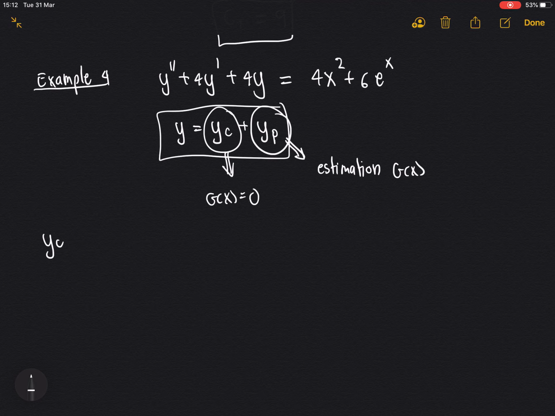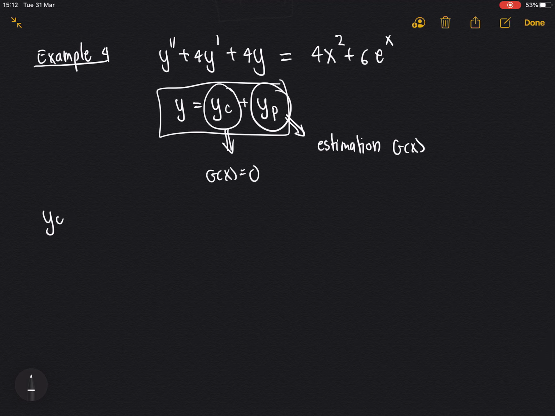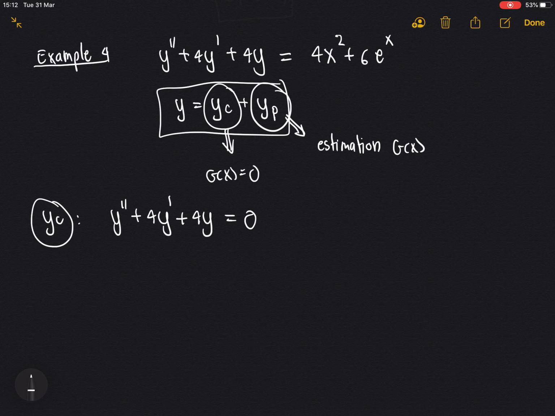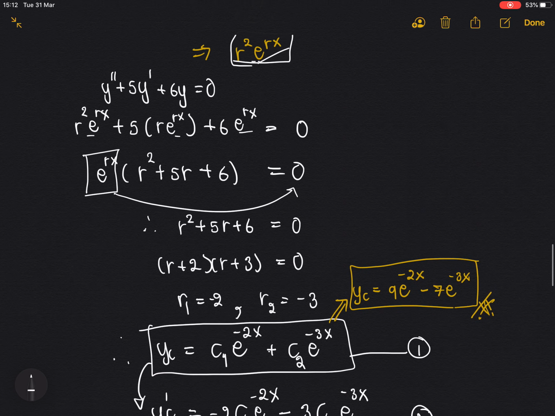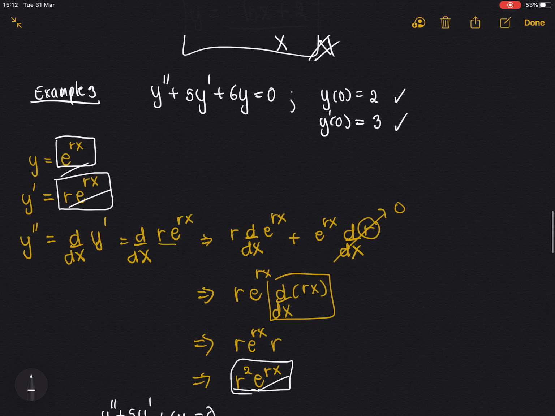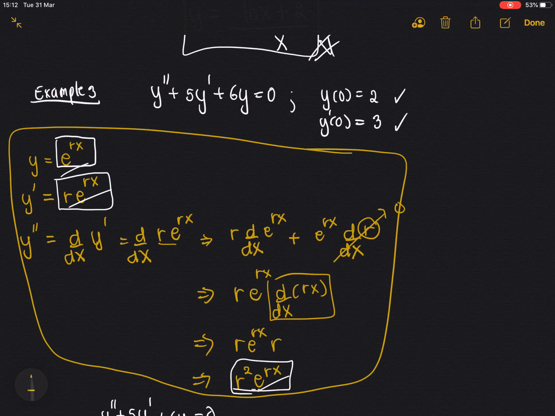So your yc here, like I said at the beginning, when you let the gx term equivalent to 0, you will have y double prime plus 4y prime plus 4y equivalent to 0 first. So that is your complementary solution. And again, in this case, you have y double prime, y prime, and y. You have to substitute the functions for y prime and y double prime based on these functions here that we determined, right? Okay.